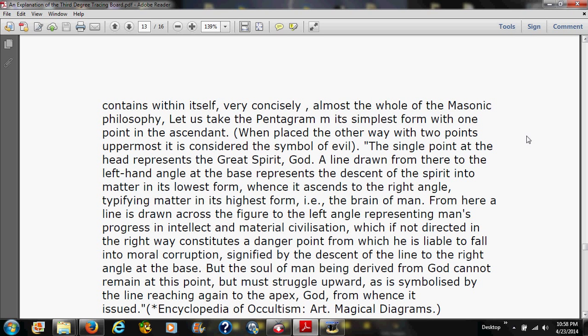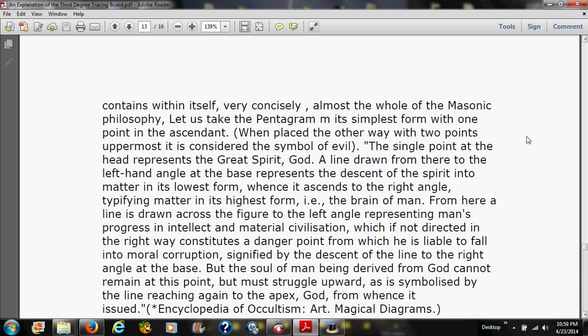The line drawn from there to the left-hand angle at the base represents the descent of the spirit into matter in its lowest form, whence it ascends to the right angle, typifying matter in its highest form, i.e. the brain of man. From here, a line is drawn across the figure to the left angle, representing a man's progress in intellect and material civilization, which, if not directed in the right way, constitutes a danger point from which he is liable to fall into moral corruption, signified by the descent of the line to the right angle at the base.